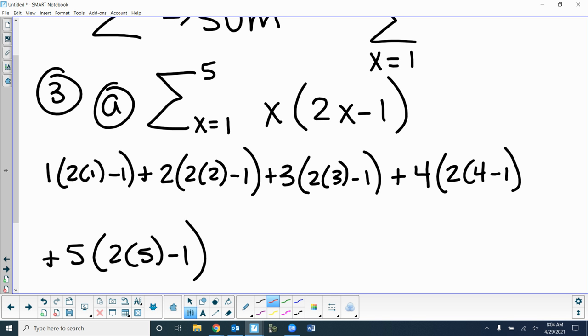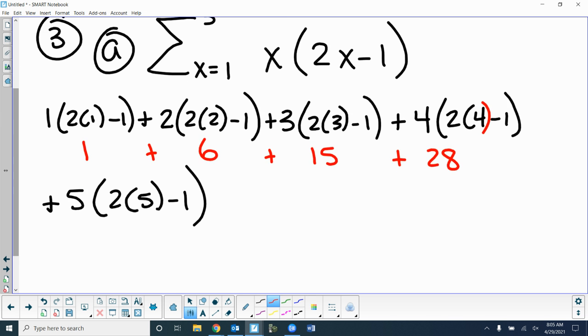Okay? So 2 times 1 is 2, minus 1 is 1, times 1 is 1. 2 times 2 is 4, minus 1 is 3, times 2 is 6. Again, do what's in parentheses first. Right, Connor? And 2 times 3 is 6, minus 1 is 5, times 3 is 15. And 2 times 4 is 8, minus 1 is 7, times 4 is 28. And then 2 times 5 is 10, minus 1 is 9, times 5 is 45. Okay, so when you add all those up, what is that, 95? Is that what it came out to?